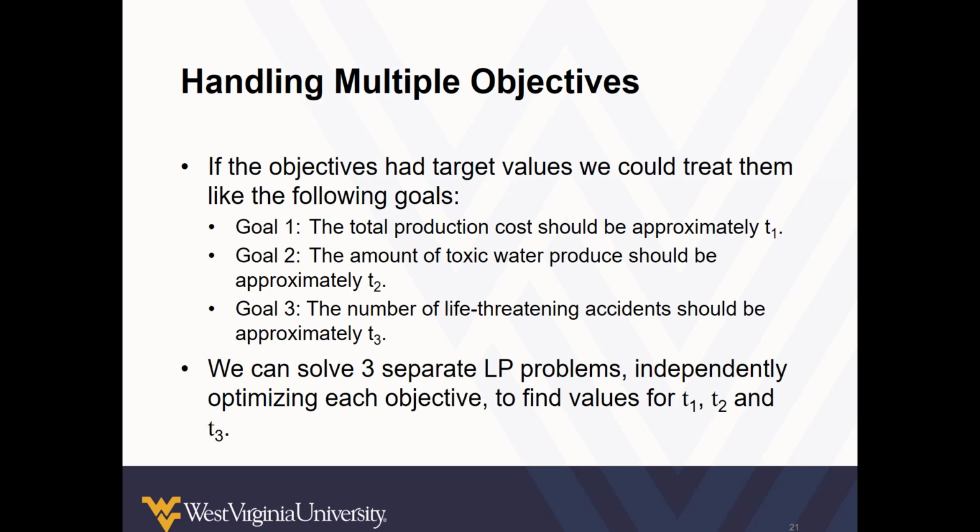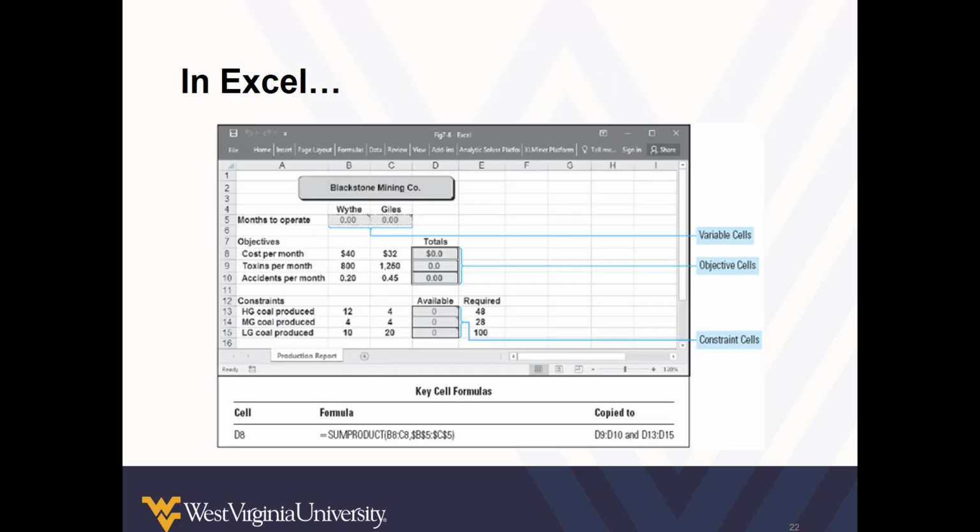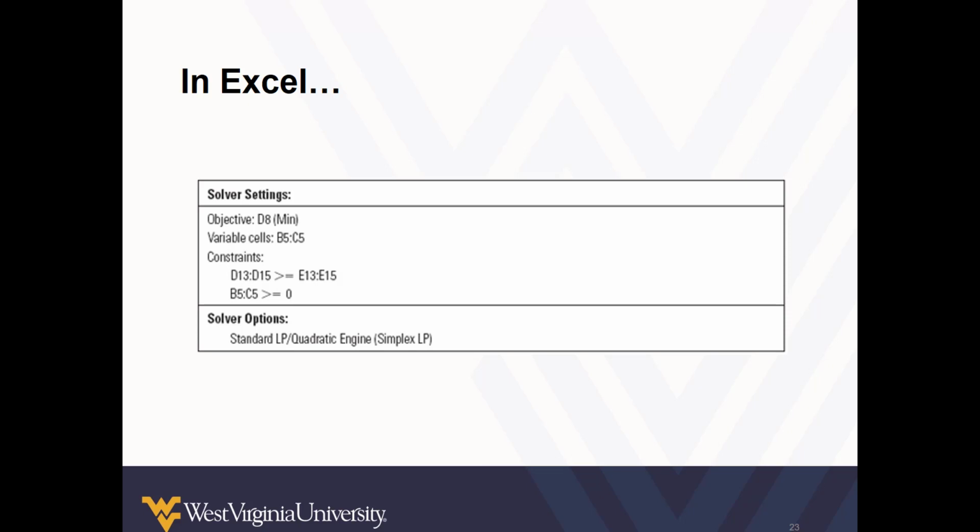If we have target values for our goals, we can use them in the model, or we can solve, in this case, three separate linear programming problems, independently optimizing each objective to find the optimal values for each goal before running Solver to estimate the months to operate. So that's what we're going to do next in Excel. And this slide is an illustration of the different elements and formulas in the spreadsheet. And this is an overview of the settings in Solver for the example provided.